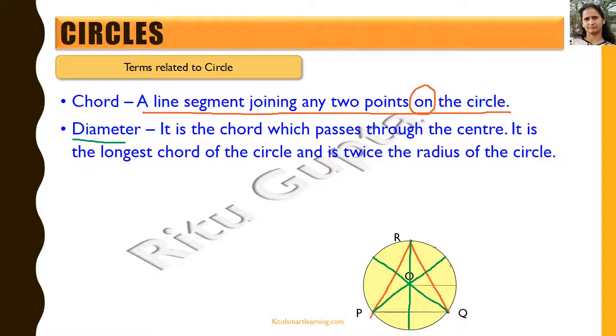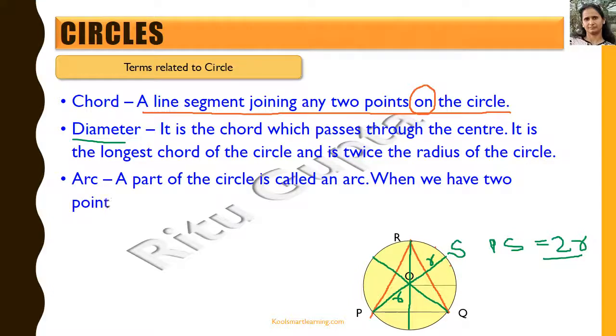So the chord which passes through the center is the diameter, and this is the longest chord of the circle, and it is twice the radius. So we know that P is r distance from O, and say for example we name this point S, and S is also r distance from O. So we can say that PS is 2r. So that is the diameter, which is 2 times the radius, and this is the longest chord. If we move on either side of this chord, the chord size will decrease.